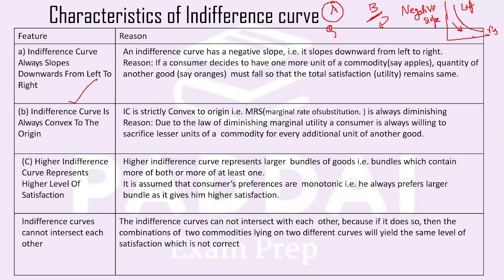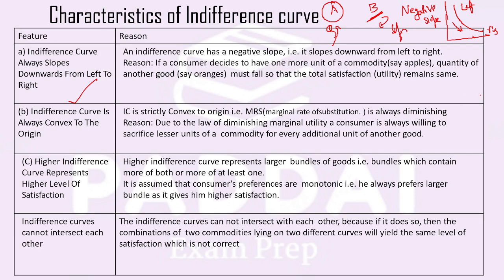And if he asks for B quantity more, automatically the A has to decrease. The reason is the satisfaction has to remain the same. He cannot give extra money for it, right? He is ready to replace it, but at the same satisfaction. So because of which the slope is negative.